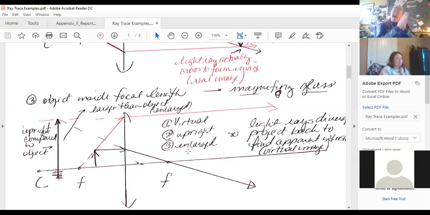Okay, so in that case, that positive lens or that converging lens has been forced to become diverging because of where I've put the object. So anytime I have a converging system, if I put the object inside the focal length, it will become diverging and I will form a virtual image. Okay? All right, now the other kind of lens is a biconcave lens.